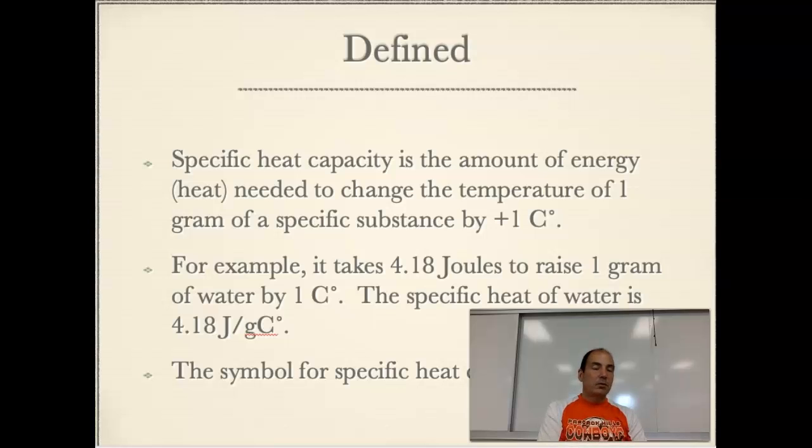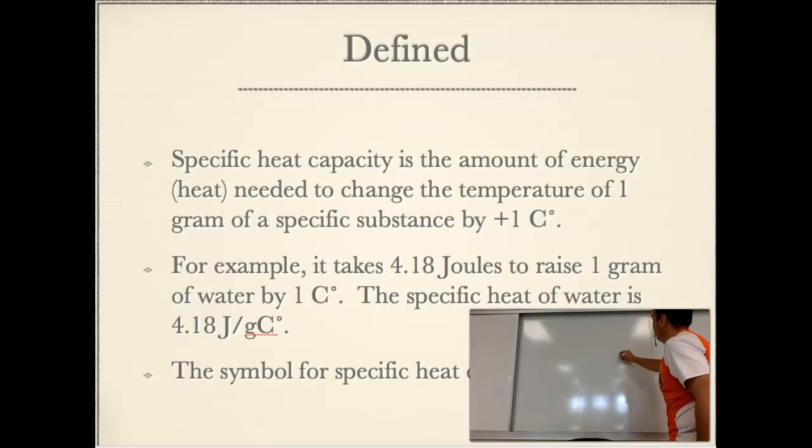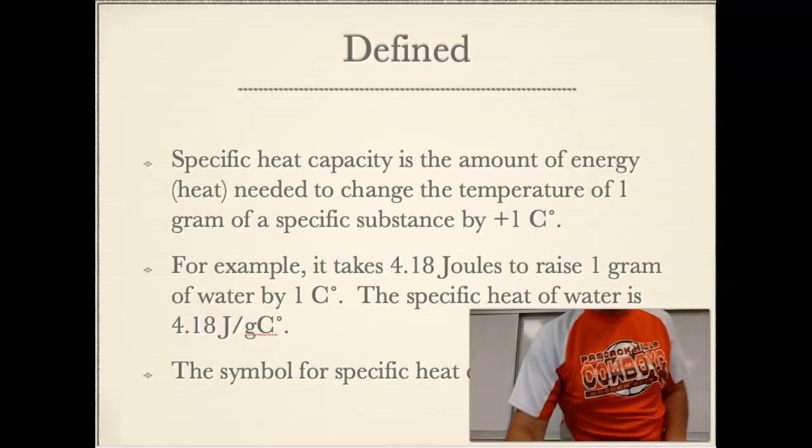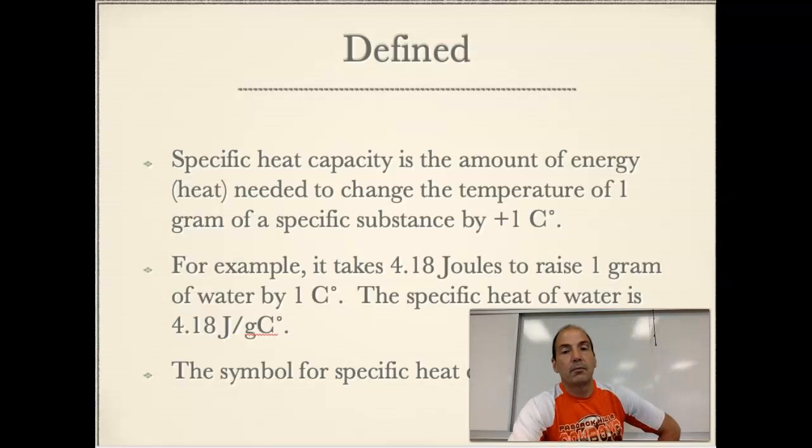So the symbol for specific heat capacity is the lowercase letter c. Some people will write it with a c with a subscript of p because it's supposed to represent something at constant pressure. We're not talking about pressure yet, so I'm not going to worry about that part. We're just going to use the letter c when we talk about specific heat capacity.